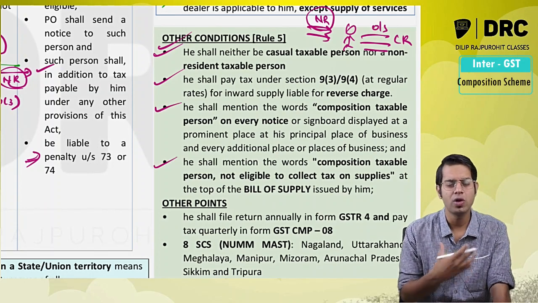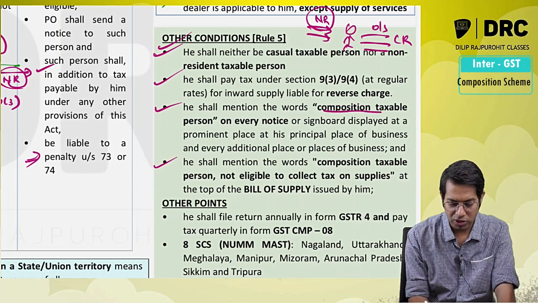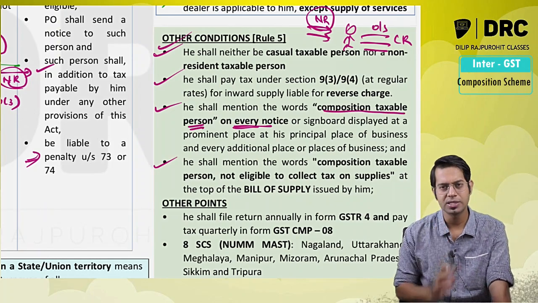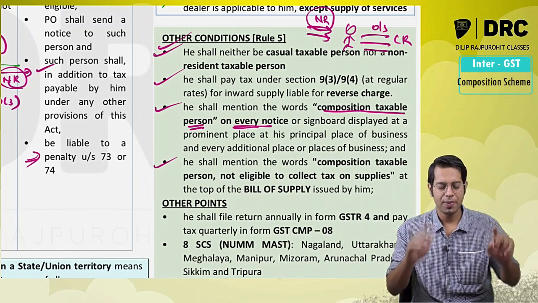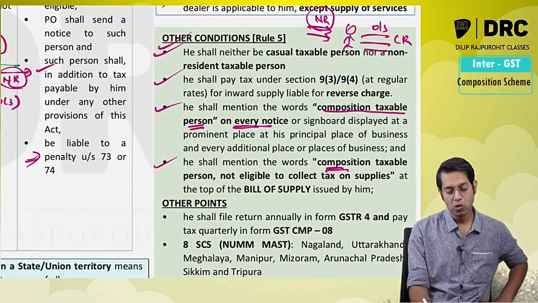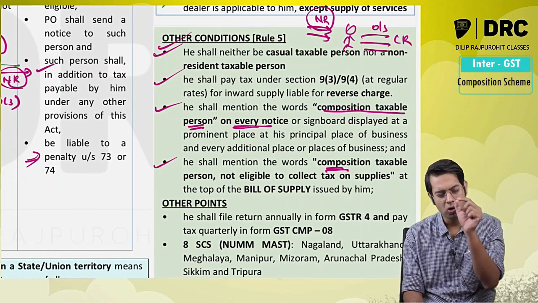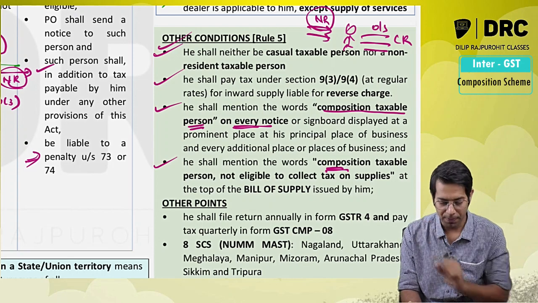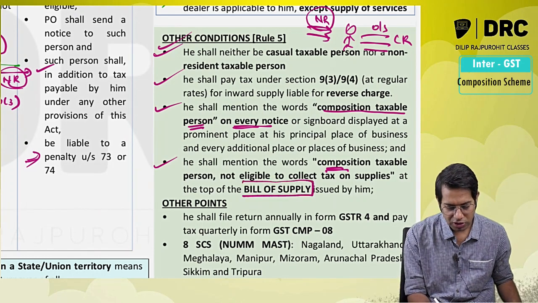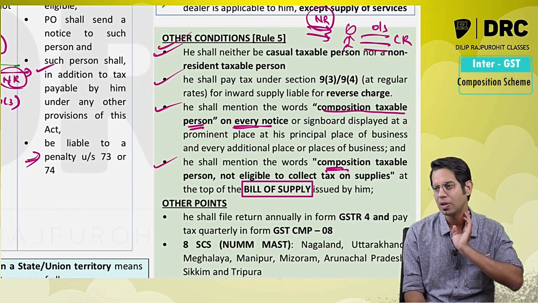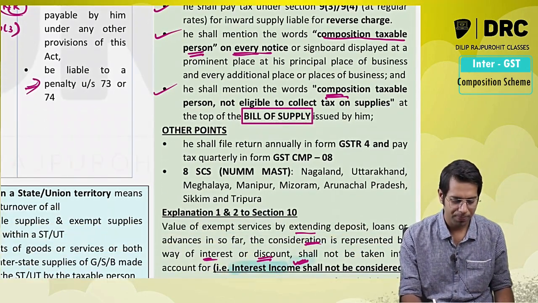Then if you opt for the composition scheme, you will have to mention the words composition taxable person on every notice board and sign board placed in your principal place of business and additional place of business. And you will also have to mention the words composition taxable person not eligible to collect taxes on supplies on the bill of supply which is issued by you. You have to issue a document called a bill of supply, and on that bill of supply you will have to mention this particular phrase.